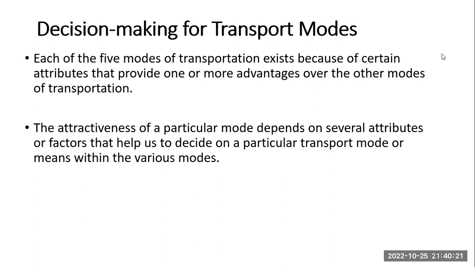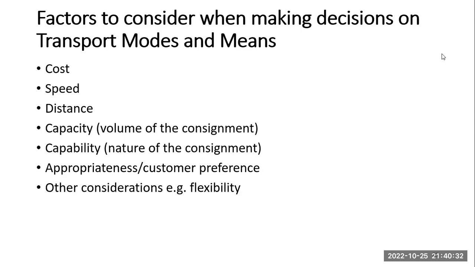Decision making for transport modes, very important. How do you select among the five modes we have talked about? There are so many things that we need to consider. The factors we need to look at are cost, speed, distance, capacity, capability, appropriateness, and other considerations like feasibility. So cost: first you need to look at how much each of these modes costs you when you want to transport a specific good or service. We are looking at goods mainly. You can compare all the five: air, water, road, rail, pipeline, any of them.